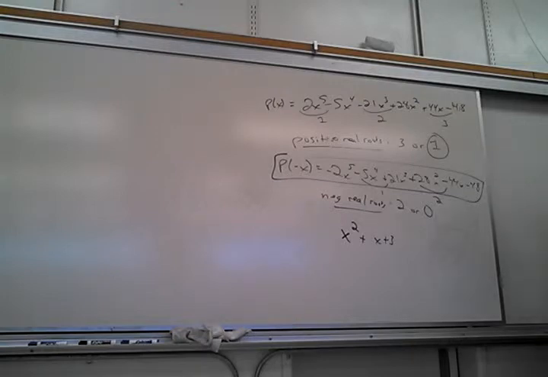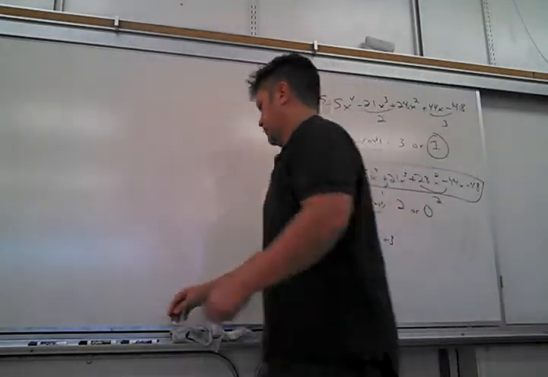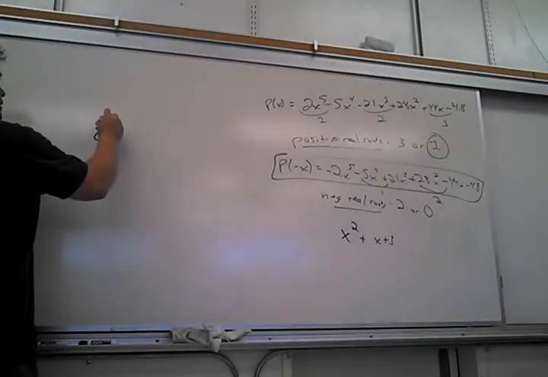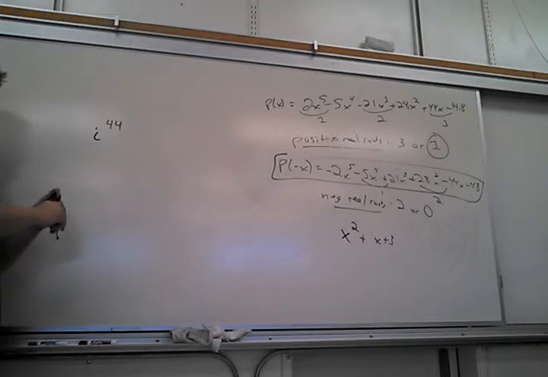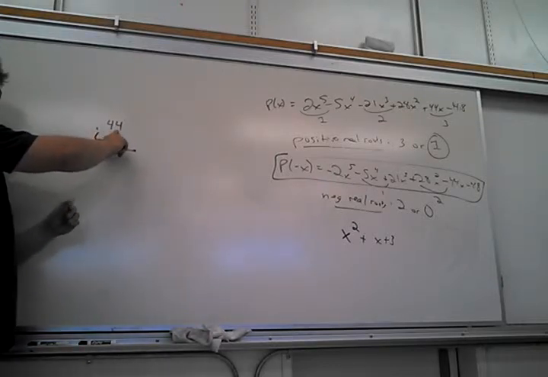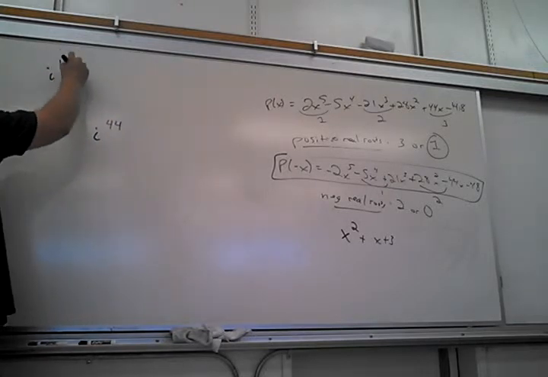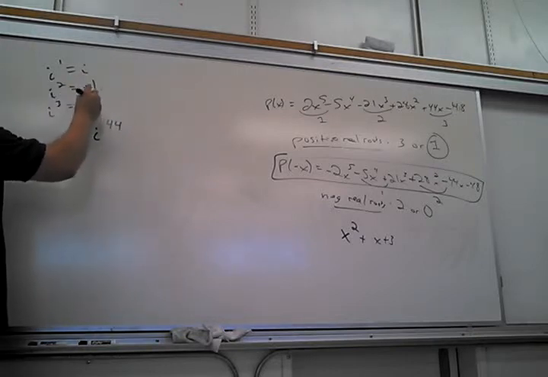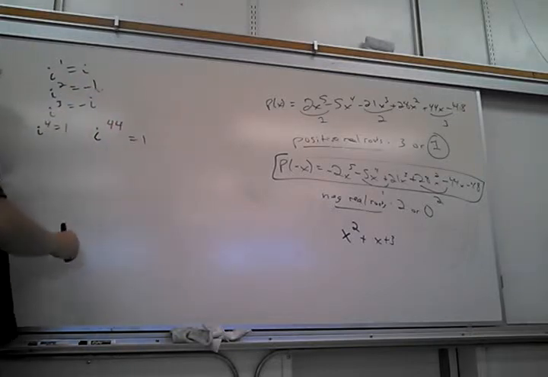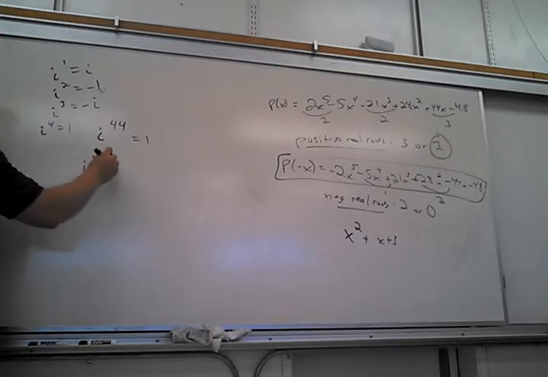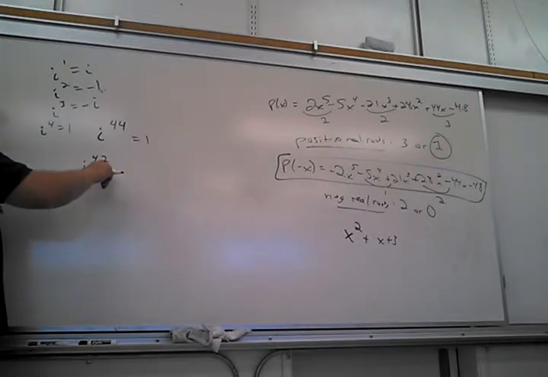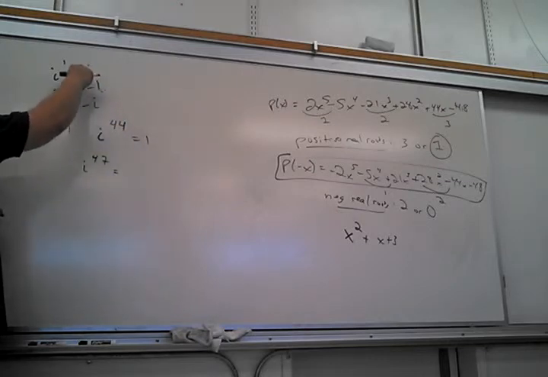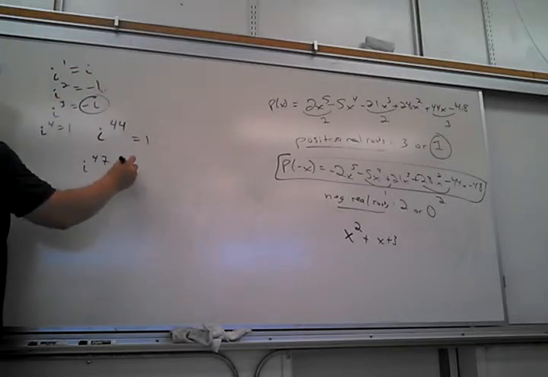For number 7B, I. Oh yeah. So remember, why is this problem here really nice? Because 4 goes into 44 evenly. So remember, every 4th one goes back to 1. So if I am at 47, that means I am 3 beyond being 1. So I'm 1, 2, 3. I'm right there. This would be negative I.